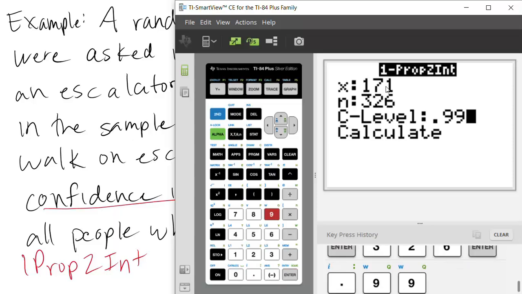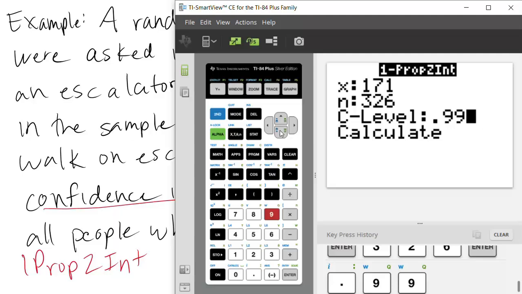The calculator is going to take 171 divided by 326 to get a point estimate. It's going to use that point estimate to approximate the standard error. It's then going to figure out how many hops you have to go in a normal distribution in order to get 99% of the area. We're assuming that the normal distribution is going to be a good estimate because we've got at least 5 successes and at least 5 failures. The at least 5 failures comes from subtracting these two numbers, not just based on the sample size. You subtract.